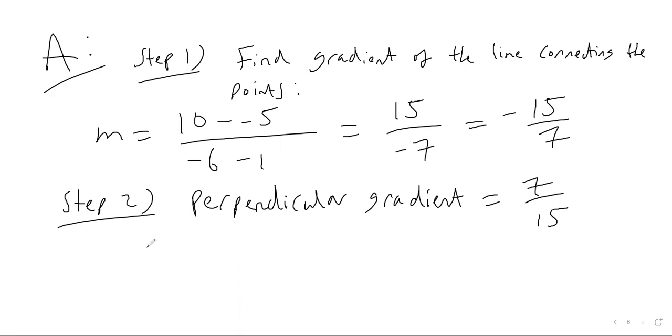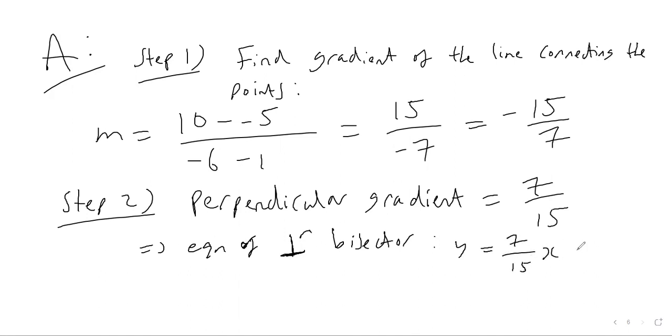And so we know that the equation of perpendicular bisector, I'm just going to use this notation here, which just means perpendicular, so that must be y equals 7/15x plus a c value that we don't know yet.